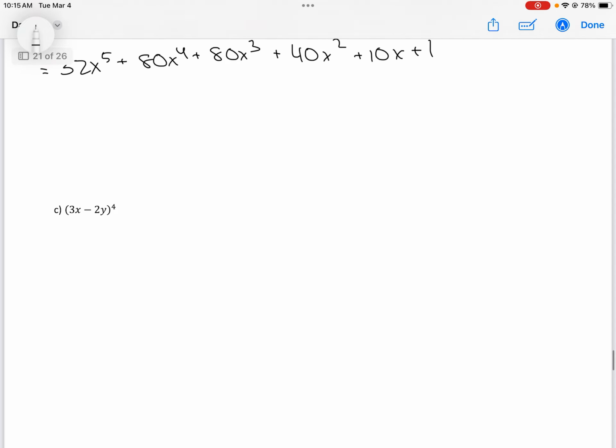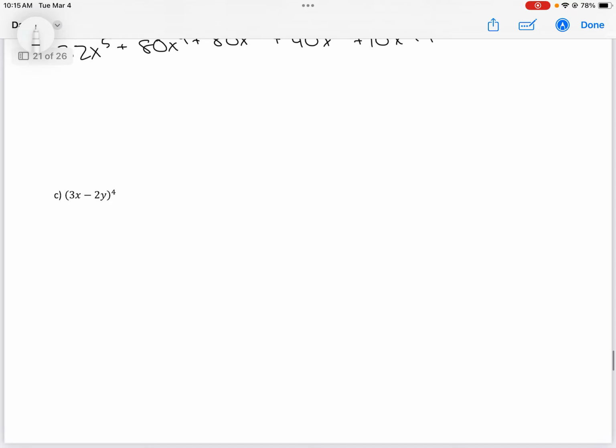Okay, last one. (3x minus 2y) to the exponent 4. So let's expand the coefficients first. 4 choose 0, right, because we're basing it on this. 4 choose 1. 4 choose 2. 4 choose 3. 4 choose 4. And if you take a look, there are 5 terms, n plus 1.